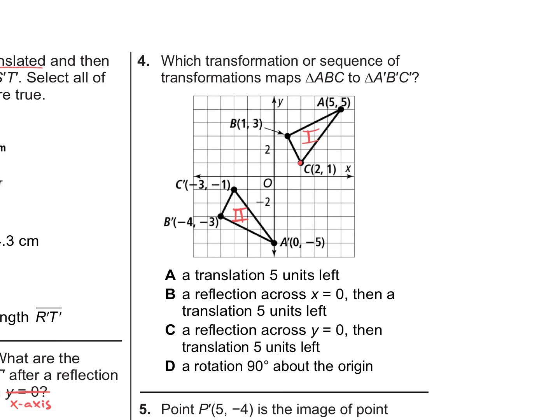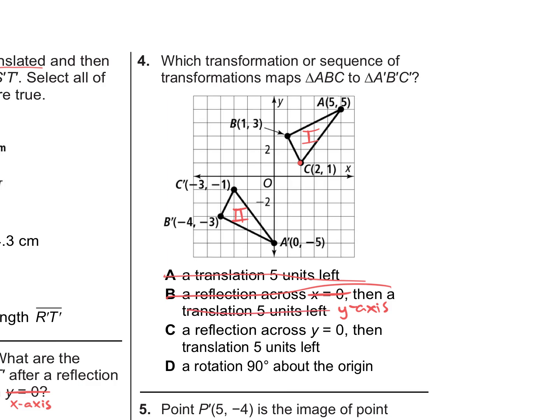So if I'm following option A, it says we're translating 5 units left. Is that going to get me to my new value? No. So A is out. B says reflection across x equals 0, which is the y-axis. How far away am I from the y-axis here? 2. So I need to go 2 over here. And then the second part says translation 5 units left. Is that going to get me to my new C? No. So option B is also out.